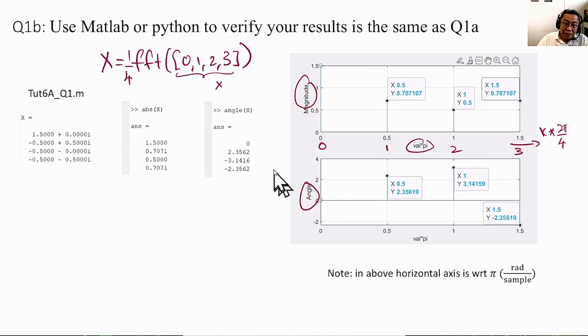For the angle, the first value is C0, the angle is here. Second one is 2.3 is here. Third one is minus, I'm plotting pi here because actually minus pi and pi are the same, and the fourth one is here. Again, remember that you can plot this as omega in radians per sample, or you can plot it as k. So this is 0, 1, 2, 3 for k.